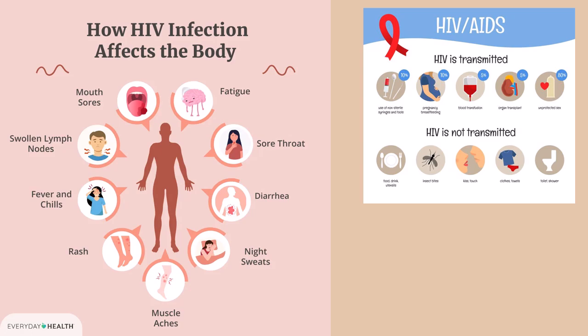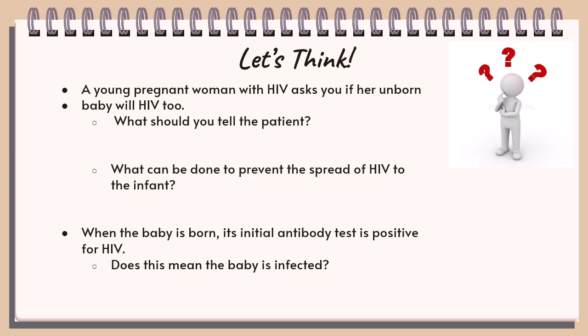There's a large fear of it being transmitted through blood transfusions. However, that percentage has gone down drastically over time. Organ transplant and unprotected sex are also routes, and it's not transmitted through food, drink, or utensils, insect bites, kissing or touching, clothes or towels, or toilets or showers. There was a lot of miscommunication back in the 80s and 90s over HIV and how people got it. So there are a lot of flyers out there now that show just how it can be spread from person to person.